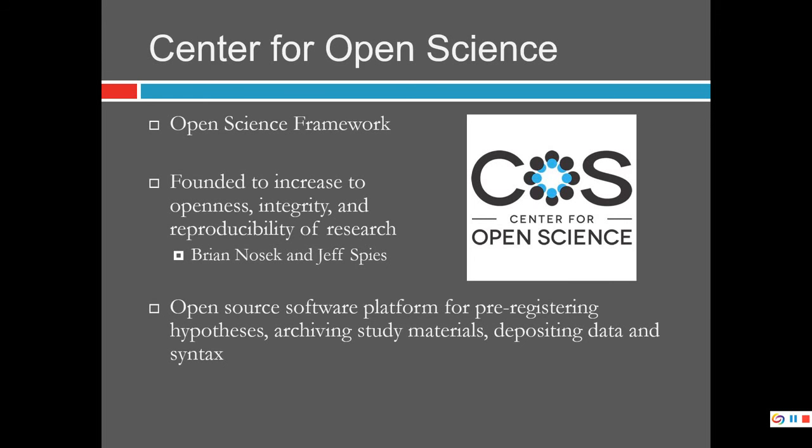Probably the biggest organization, or definitely the biggest organization that is working to help these types of endeavors is the Center for Open Science. This is a nonprofit organization started by Brian Nosek, who is a social psychologist who studies implicit attitudes and politics a little bit, and Jeff Spies, another researcher. They founded this to meet all these goals and facilitate people's work in these areas.